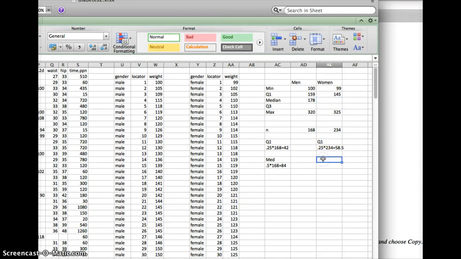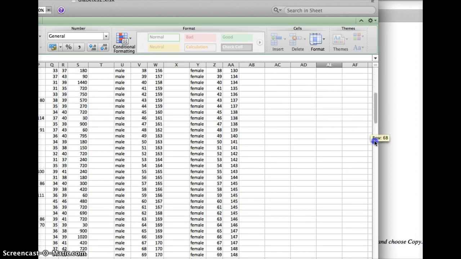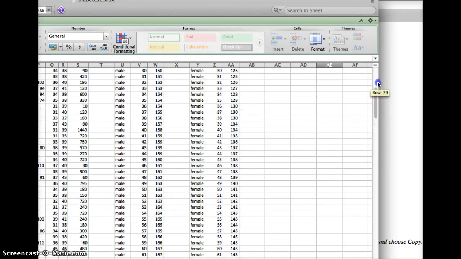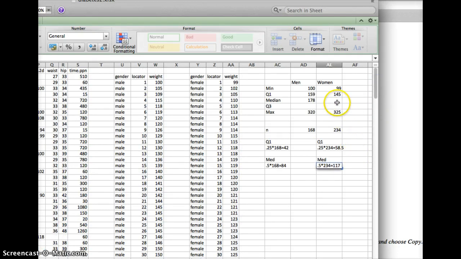For the women, for the median, what are we going to do? We're going to take 0.5 times 234. And what is that going to give us? It gives us 117. Again, a whole number, so we'll have to average the 117th and the 118th. So we'll look in the list of women. 117th, 118th. What do we get? 170, 170. 170 it is. So the median for women is 170.